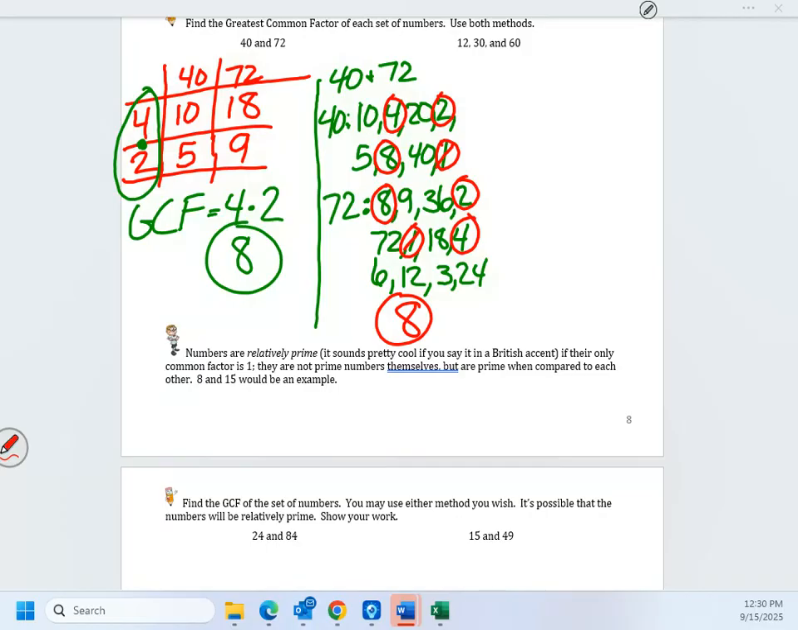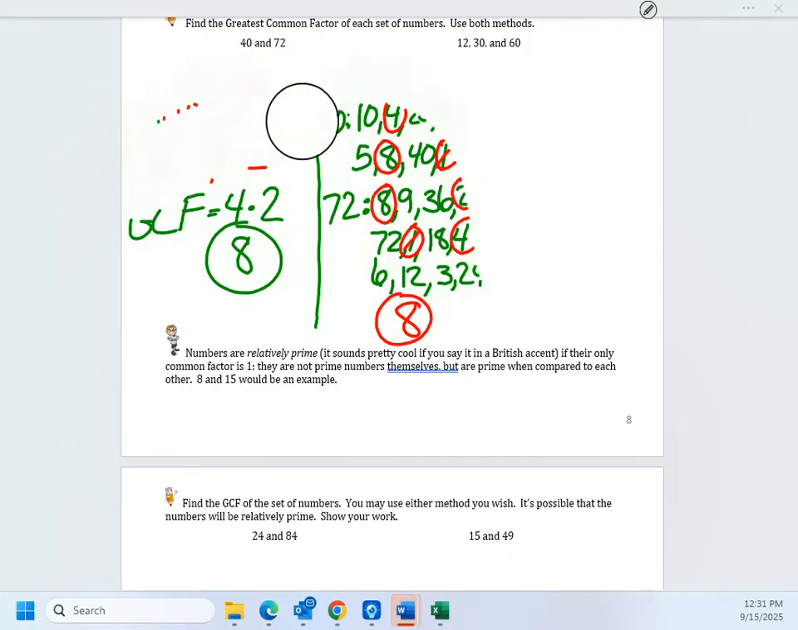So we get the same answer, but we run the risk when we do the listing that we miss some of our factor pairs. If I had forgotten to put 8 and 9 on there, I would have put my greatest common factor was 4, because I forgot to list some factors. So it's okay to list factors and use that, but you run a risk of missing the greatest common factor. That's why we teach you the table method.